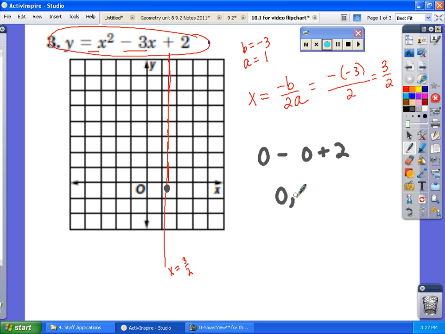So the point that is on our parabola is 0, 2. So I go over 0, up 2. Now, the cool thing about your line of symmetry is I can use it because I can go over this much and then go over that much more because it's symmetrical. And once I have that, now what I can do is draw my parabola. And that's how you would draw your parabola by hand.